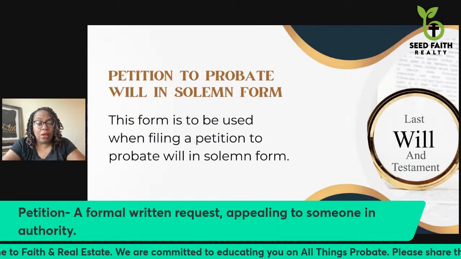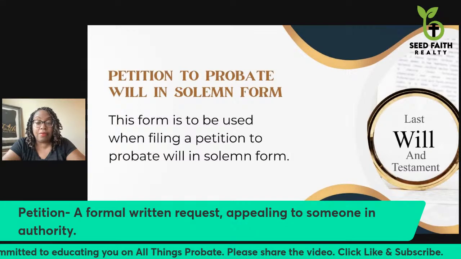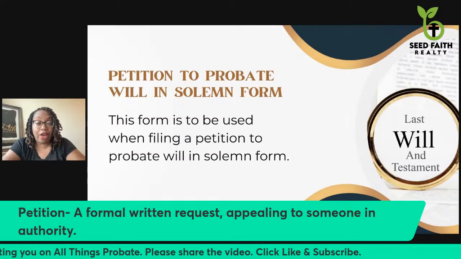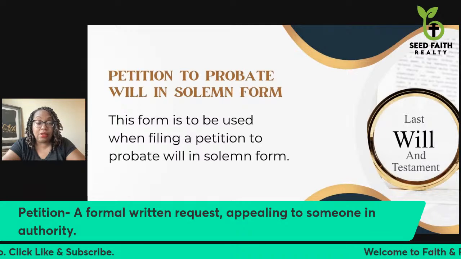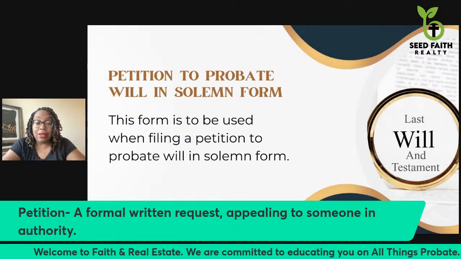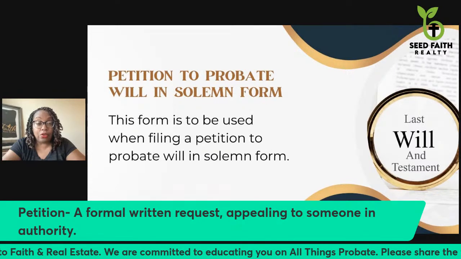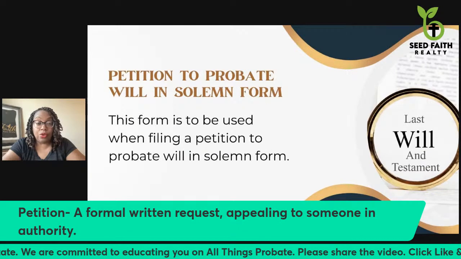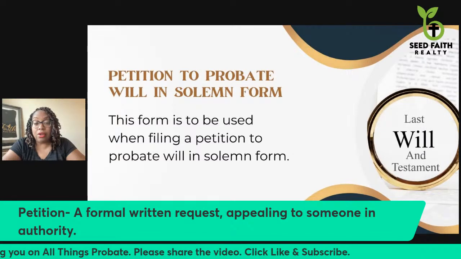And just so everyone is clear, because I don't want to assume that everyone knows everything, the petitions are filed at the courthouse when your loved one passes away, and a petition is a formal written request appealing to someone in authority. So anytime you want to do something regarding the case, then you or your attorney will file a petition with the courthouse. And these are, of course, like I said, examples of those.